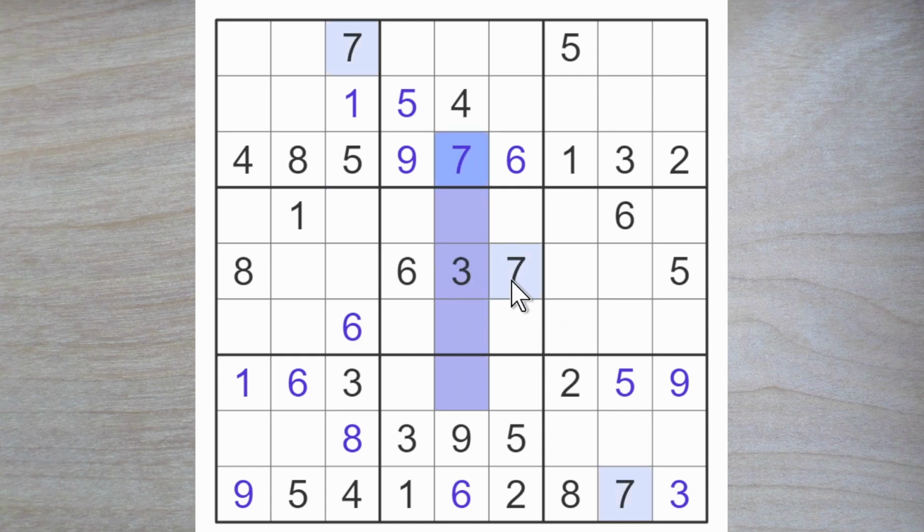We got 2 7s blocking down, so here's a 7. Here we need a 4 and an 8. The 4 blocks down, so the 8 must go here and the 4 here. 2 and a 9 here. I don't know what to do with that. But a 2 blocks up here, so one of these is a 2, therefore one of these is a 2.